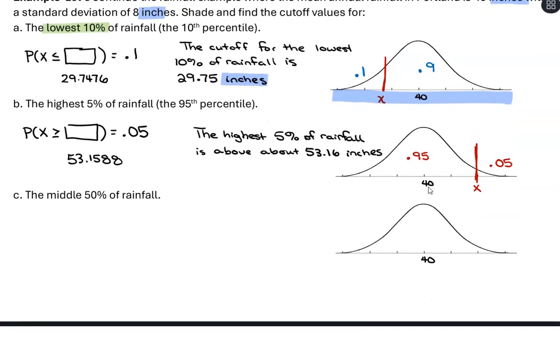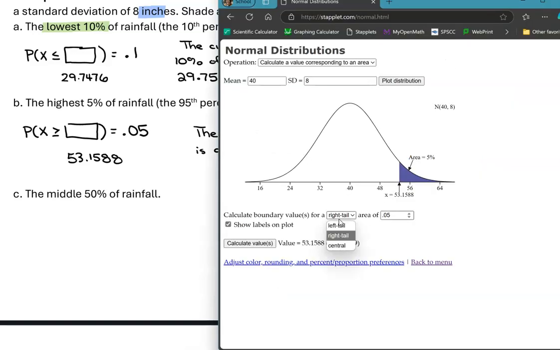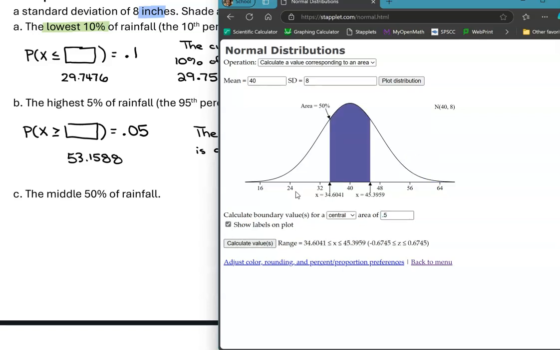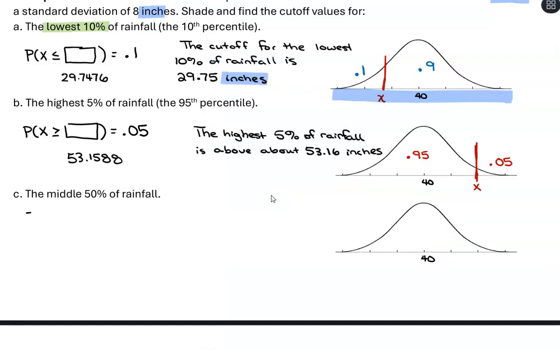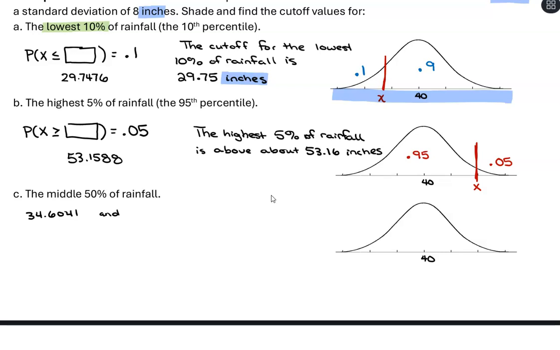Okay, last one here, middle 50%. So with this one, this is where we're going to switch to finding the central region. So we're going to set central and then 50%. What that's doing is it's centering 50% of the data around the mean, and it's giving me a lower bound and an upper bound. So we have 34.6041 and we have 45.3959.